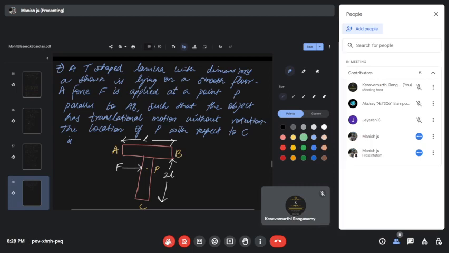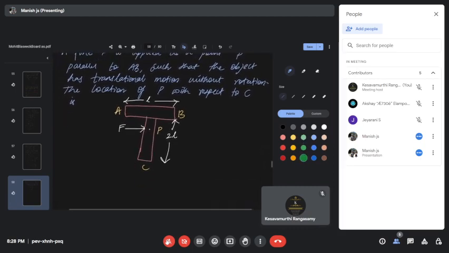Okay, so these are all the dimensions. Okay, so once the dimensions are given, you will have to find out what is the location of P with respect to C. C is at the bottom. Okay, with respect to C, you will have to find out. Okay, that is the location, the moment of inertia. The location of that we need to find out.